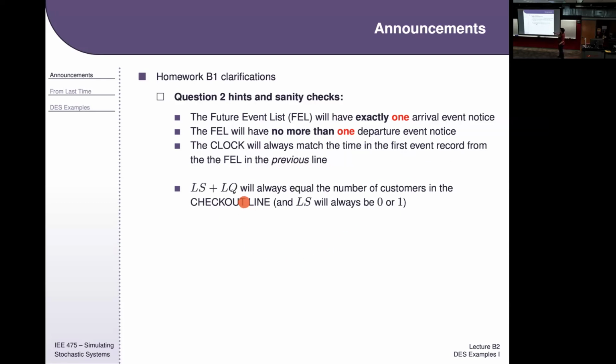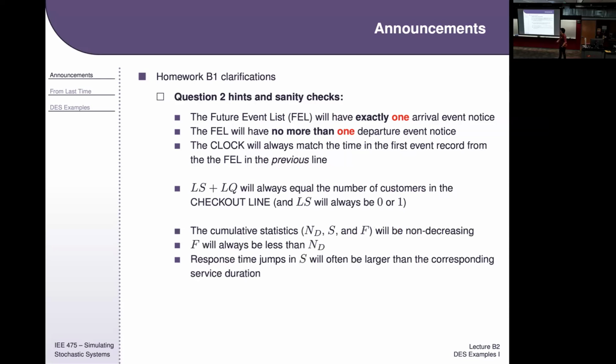I mentioned LS plus LQ must always equal the total number of customers in the system, in the checkout line. And LS, the number of, because we only have one server, you can only be serving one entity at a time. So LS will always either be 0 or 1. LQ could be anything, but LS will always be either 0 or 1.